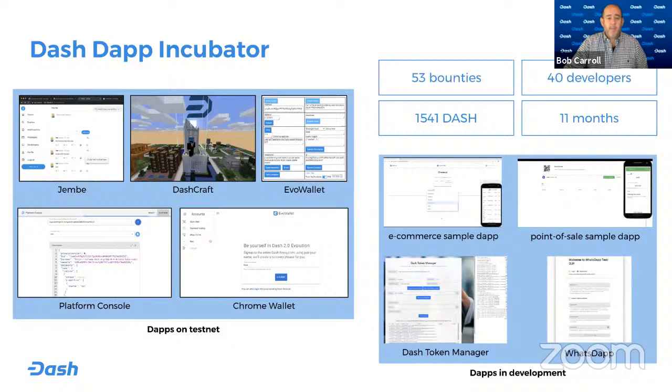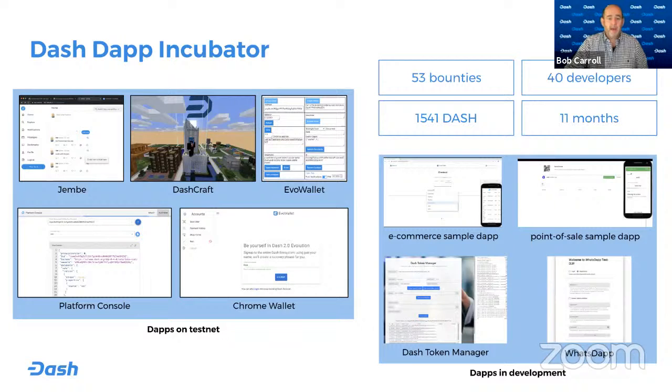And Platform Console allows a user to create a Dash platform wallet, an identity, a username, contract, and documents, all from a web browser, all without coding. I think this is a great tool to help developers onboard into the Dash community and understand some of the basic structures around Dash platform. That was something originally created inside of the DCG team and then handed off to the community for managing. That's running against testnet as well.